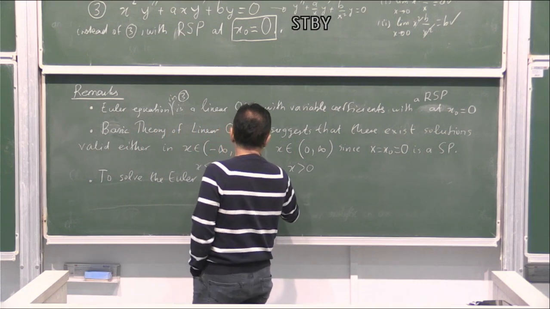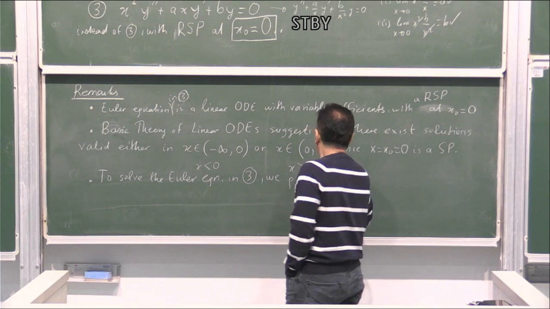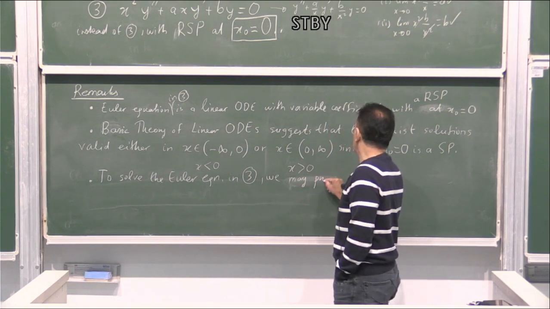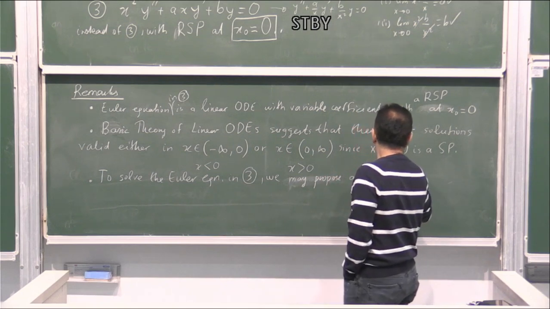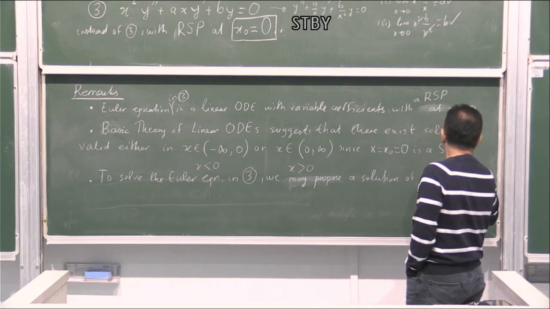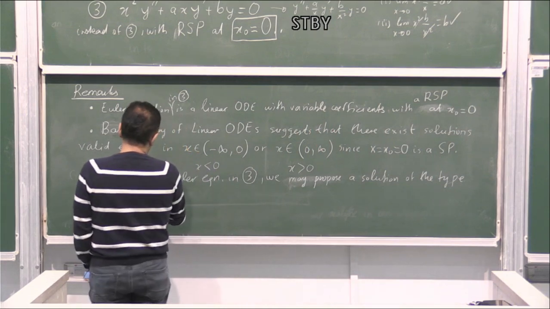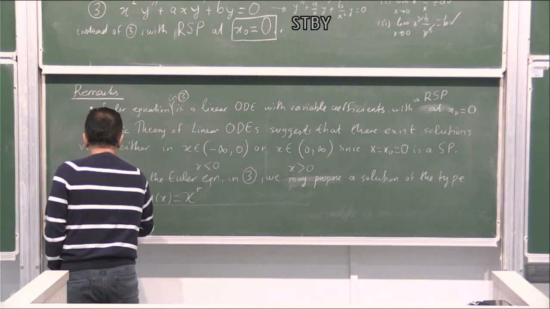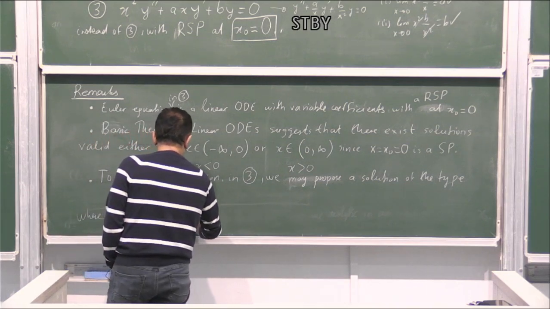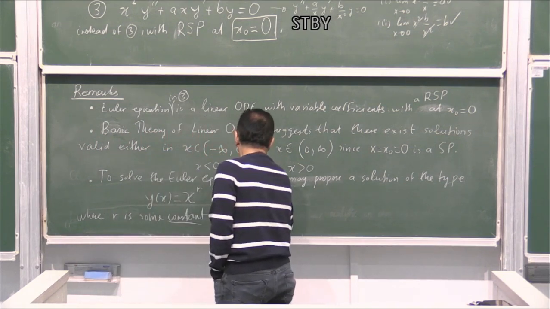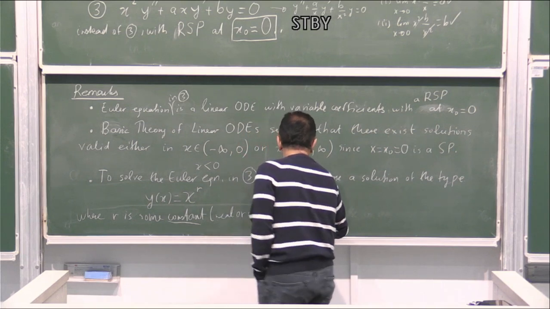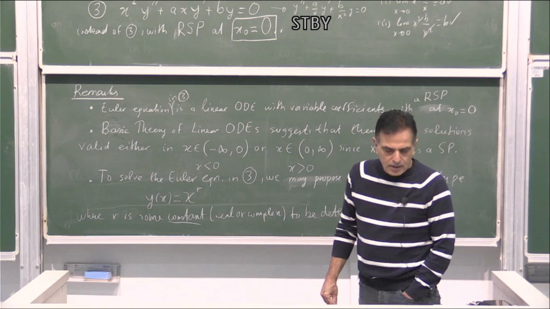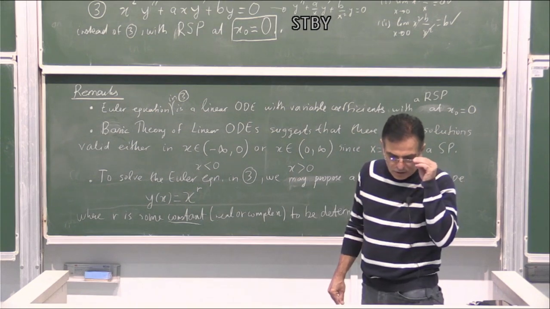in 3, we may propose, there is an alternative method also, I'm not going to give it. We may propose a solution of the type, a solution like x to power r, where r is some constant, real or complex, to be determined. Okay? We are going to propose a solution of this form.